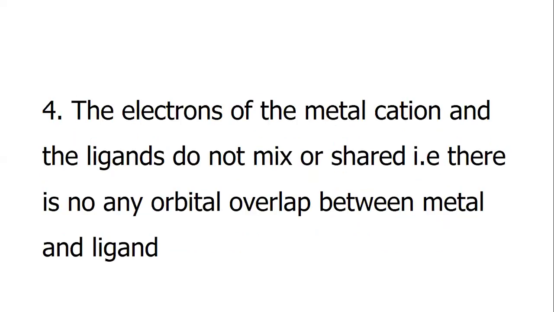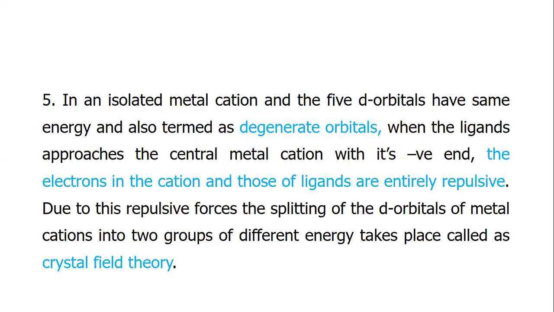The electrons of the metal cation and the ligands do not mix or share, that is, there is no orbital overlap between the metal and ligand. In an isolated metal cation, the 5d orbitals have the same energy and are also termed degenerate orbitals. When the ligands approach the central metal cation, the electrons in the cation and those of the ligands are entirely repulsive. Due to this repulsive force, the splitting of the d orbitals of the metal cation into two groups of different energy takes place, called crystal field splitting.